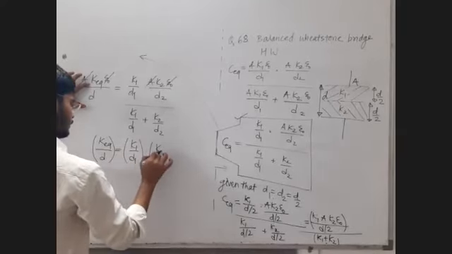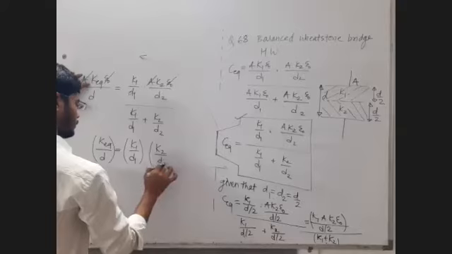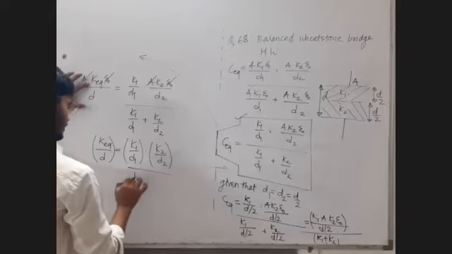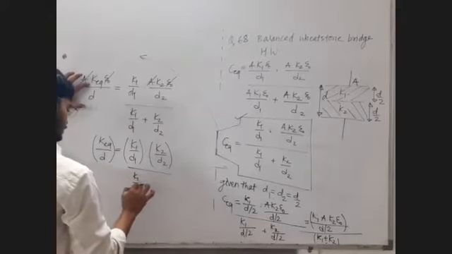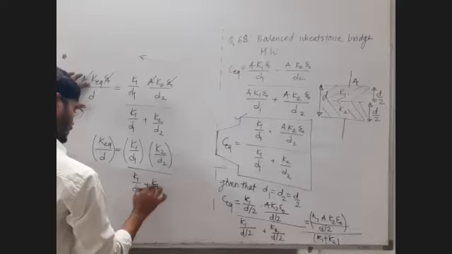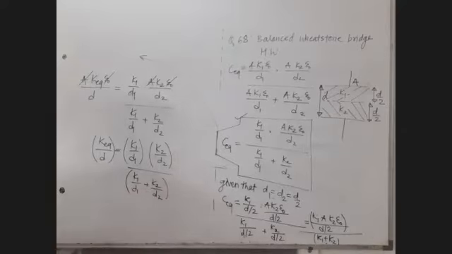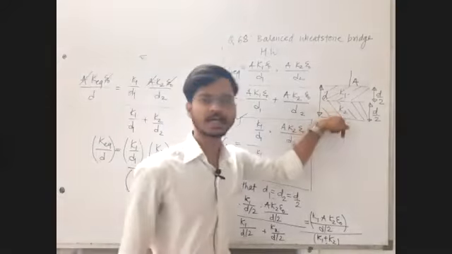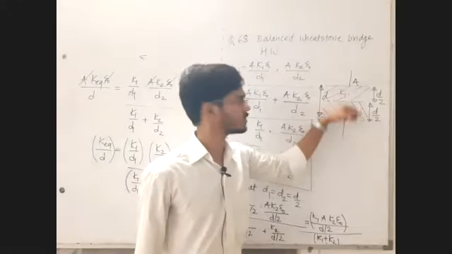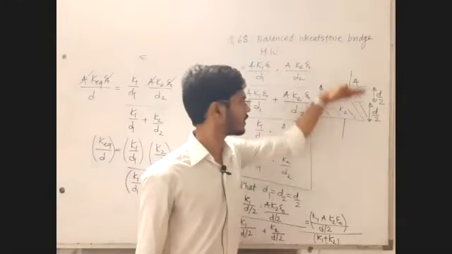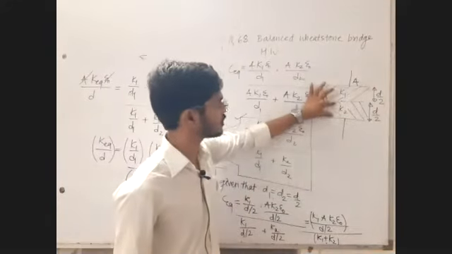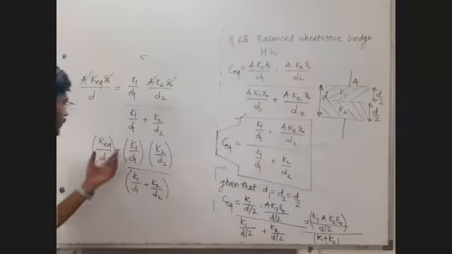K1 upon D1, K2 upon D2 divided by K1 upon D1 plus K2 upon D2. I could have written this directly also. This is also valid. If you know that two dielectrics are in series, area will be common. Only separations will be different.